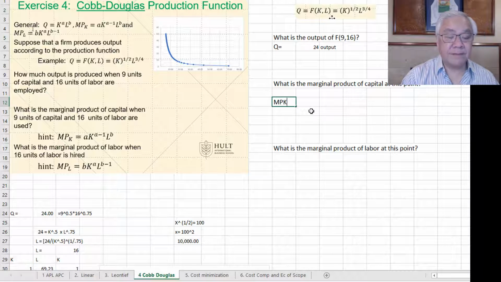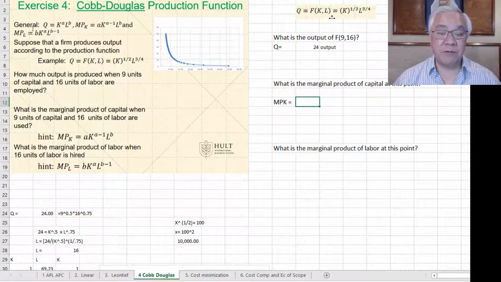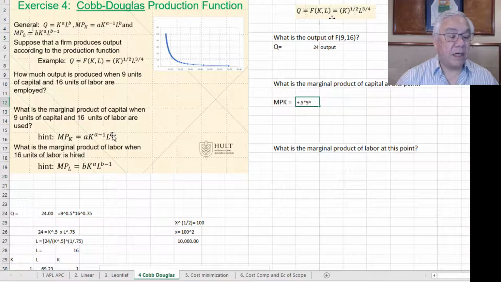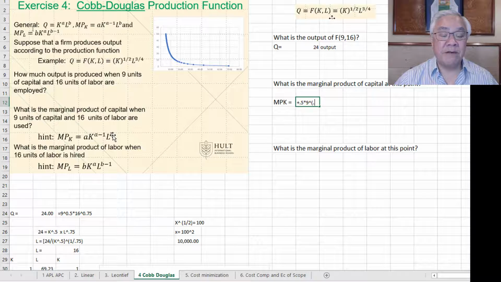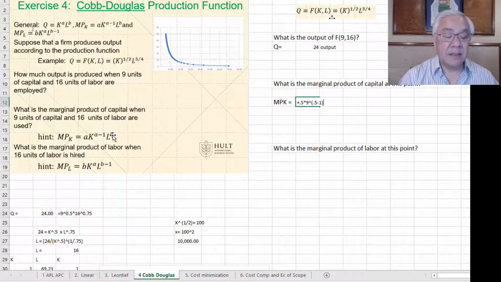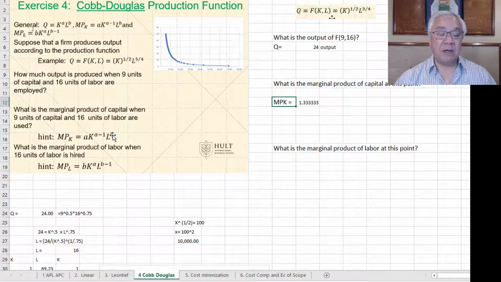Marginal product of capital equals, and we're given the formula here, and that's the first derivative. We could have derived that, but let's go ahead and use the formula. The first is A, the exponent, 0.5, times K, in this case 9, raised to the power of A minus 1. So the power is A, which is 1/2, 0.5 minus 1, times L, which is 16, raised to the power of 3/4, 3 divided by 4, close parens. And that answer is 1.33.